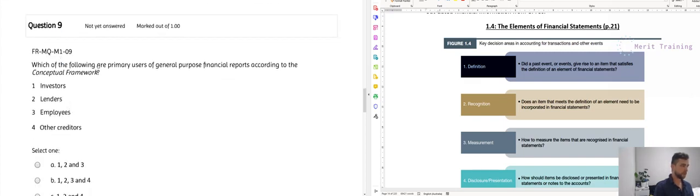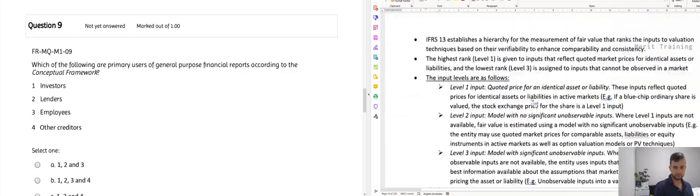Alright, so question 9. Which of the following are primary users of general purpose financial reports? I guess this one's pretty easy. We can just refer to the visualization that we looked at for an earlier question. So it was just, let me find it quickly. Where is it? Apologies for the delay.